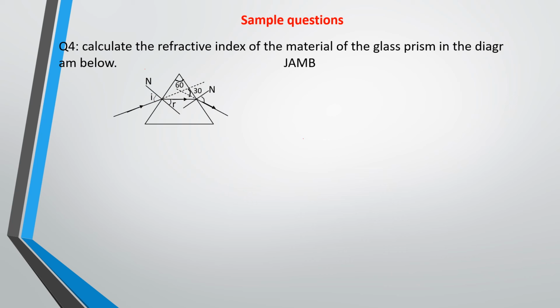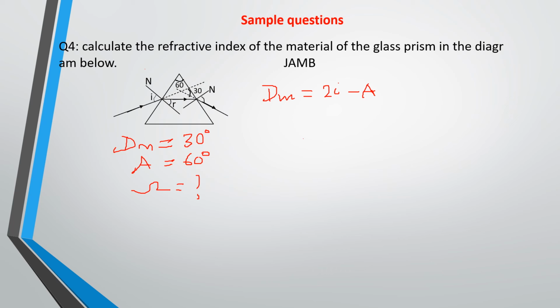So now for this particular one, from this diagram, dm is given to us. What we can deduce from it is that dm is equal to 30 degrees, A is equal to 60 degrees. Okay, and they didn't give us this. This is what we're looking for. Now we know that from this equation, dm is equal to 2i minus A. Okay, 2i minus A.